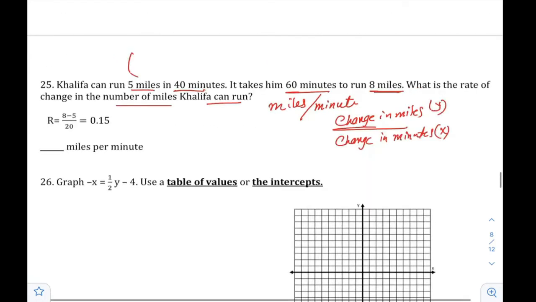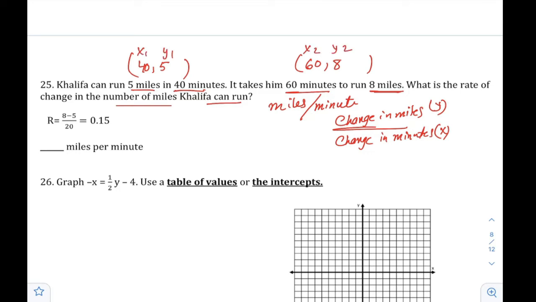So here, x minutes, we have 40 and number of miles 5. Here we have x minutes means 60, number of miles 8. So we will name it as x1, y1, and this is x2, y2. Applying rate of change or slope formula, so 8 minus 5 over 20, which is 0.15, miles per minute.